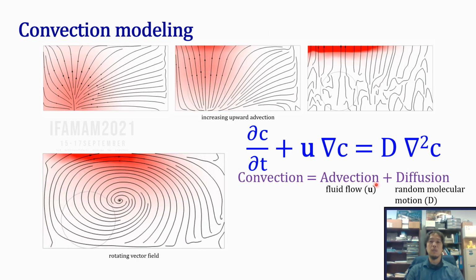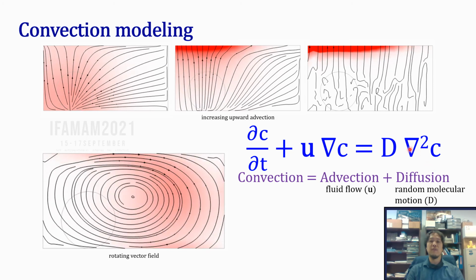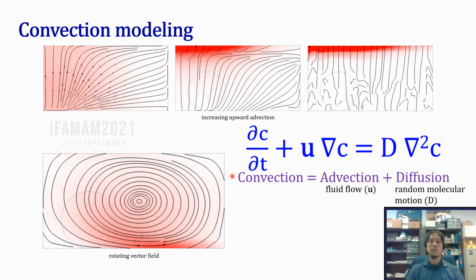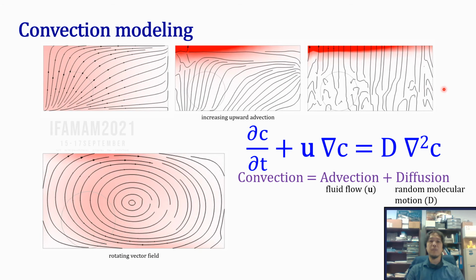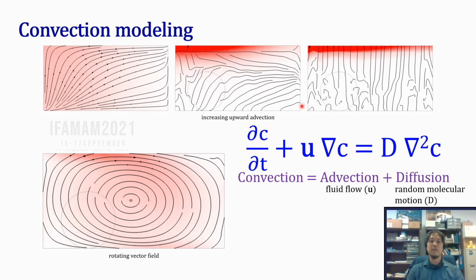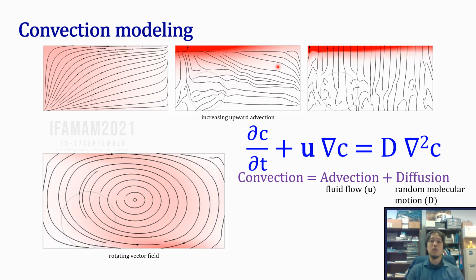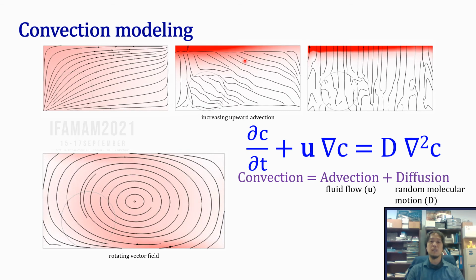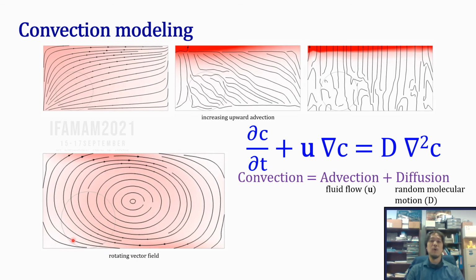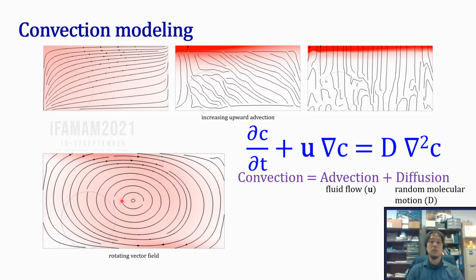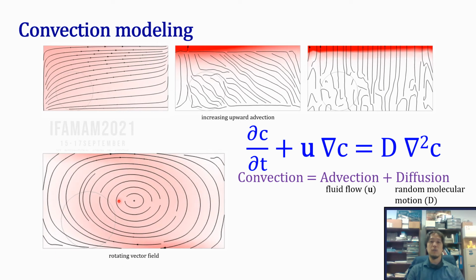Addition of velocity or u vector to diffusion is called convection. In the top simulations, increasing upward velocity leads to substance being more concentrated at the top of the box. The added fluid flow can also be subjected to rotation, which affects concentration differently.